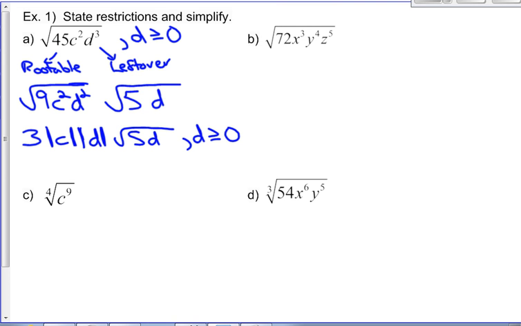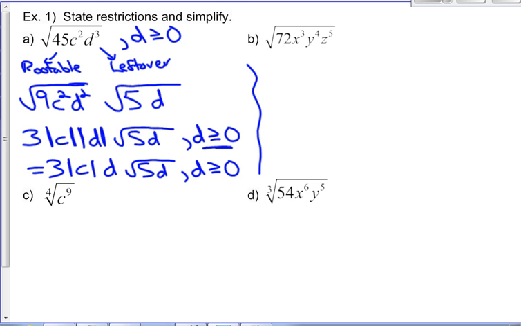Now that's true, but one of these statements is redundant. You don't need to say the absolute value of d because we have the restriction d is greater than or equal to 0. So there's nothing wrong with it, but it's not required. There we go. There's the simplification if you put it in simplified form with the restriction.